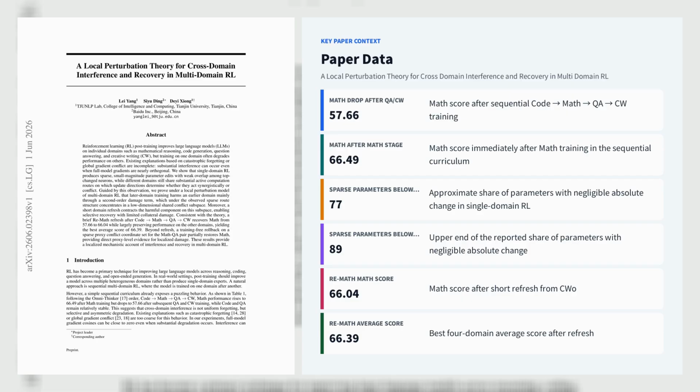or conflicting. The theory formalizes this as second-order local damage concentrated in a low-dimensional shared conflict subspace, and proves that a short refresh on the damaged domain geometrically contracts the harmful component. Empirically, a brief re-math refresh after QA restores math to 66.04 and lifts the average score to 66.39, outperforming JT at 65.62 and CGPO at 65.3.